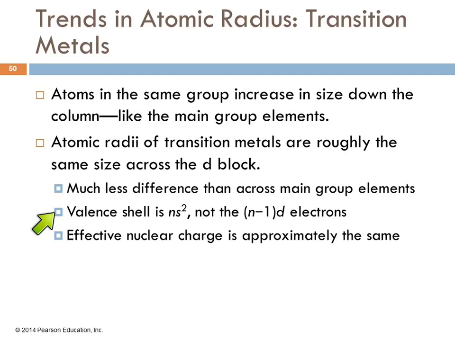And that's because the valence shell is not those D block electrons. The valence shell is the S electrons. And the effective nuclear charge for all of those guys is roughly the same. There are differences, and we're not going to care about them. Okay? So we should be able to predict differences in atomic radius if we're looking at a period going up and down, a group going up and down. Period going to the side, it's kind of hard to predict because it kind of goes down and back up again.